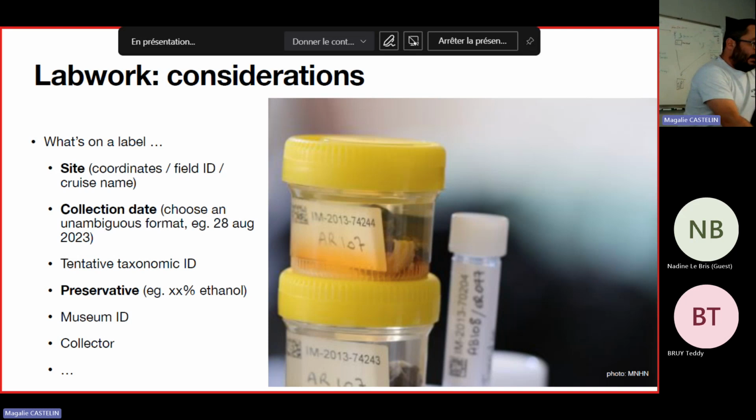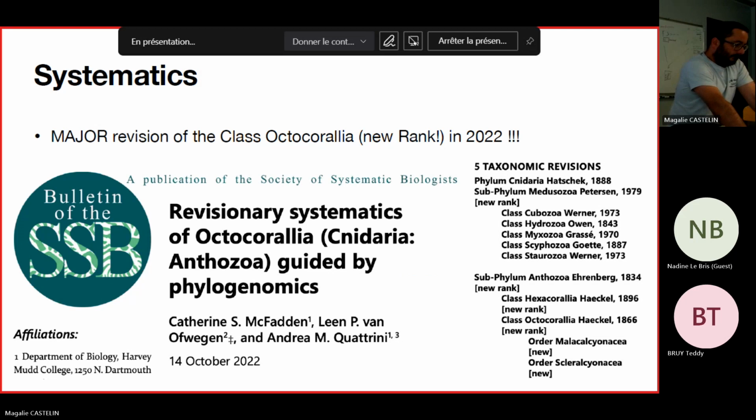So this is not a priority, at least in my opinion. This is field work labeling. So now that we've gone at sea, got seasick, got corals, and got better, that we made beautiful labels and have well-preserved specimens, we can do taxonomy.